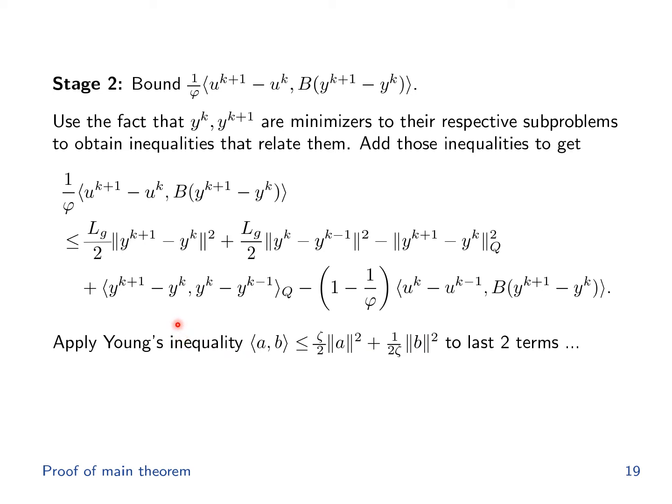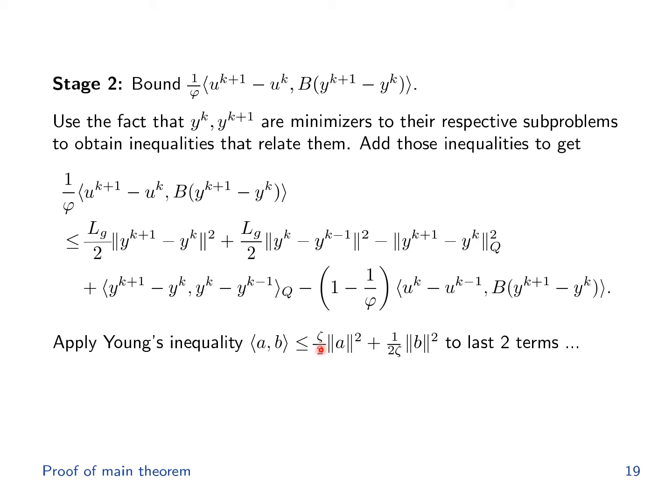At this point, we simply apply Young's inequality to relax these inner products. And Young's inequality states that the inner product of 2 vectors A and B can be bounded by their individual norms with proper weights. Here, these weights involve a scalar zeta that is any positive number.